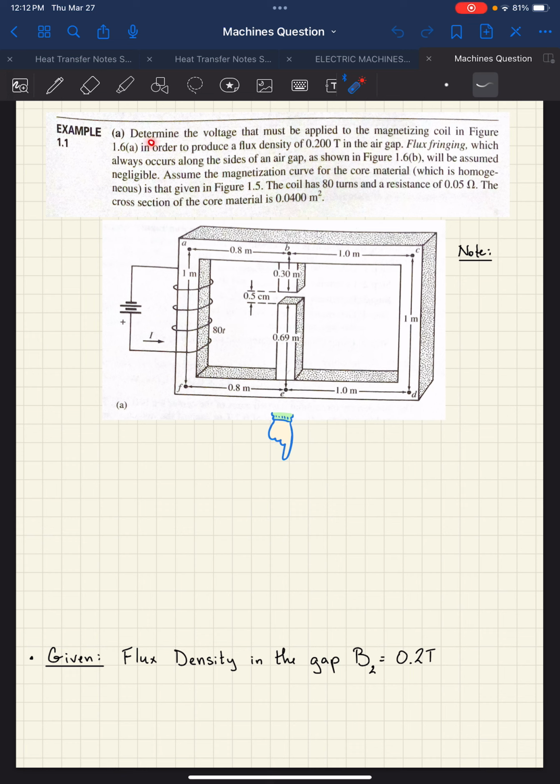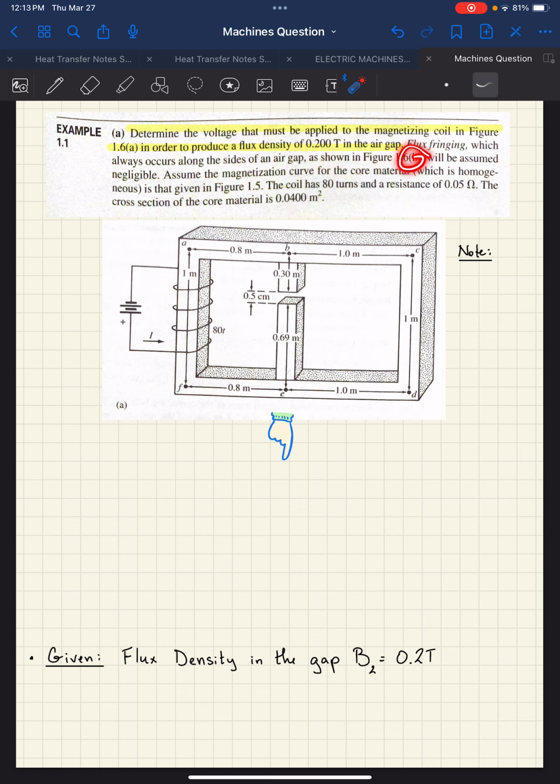So it says here, determine the voltage that must be applied to the magnetizing coil in figure 1.6a in order to produce a flux density of 0.2 Tesla in the air gap. So that's right here in the air gap. They mention here flux fringing, which always occurs along the sides of an air gap as shown in this figure.